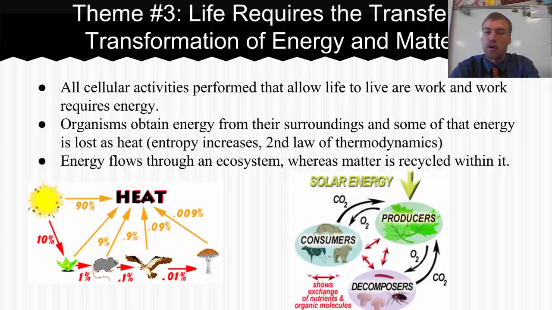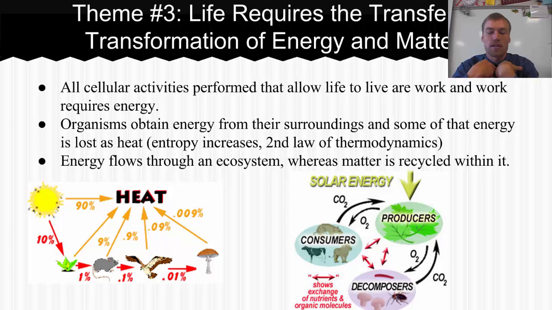Theme number 3, life requires the transformation of energy and matter. Transformation means we're switching back and forth from one to the other, right? All cellular activities are basically to do work, and work requires energy. Those of you who might have taken physics. And so organisms have to get energy from their surroundings, and they also have to get matter from their surroundings, okay? Organisms obtain energy in a variety of different ways, right?